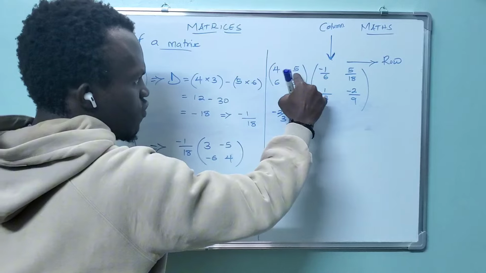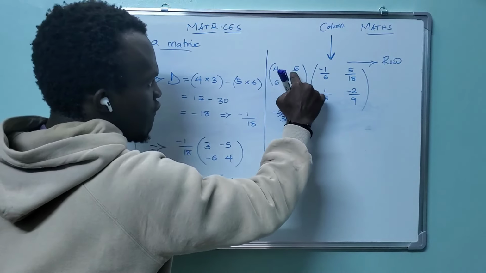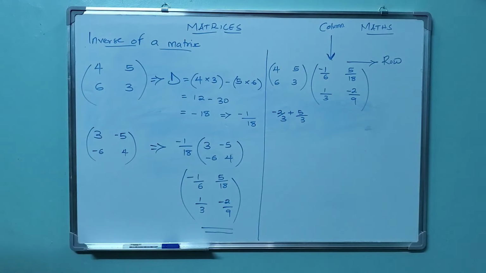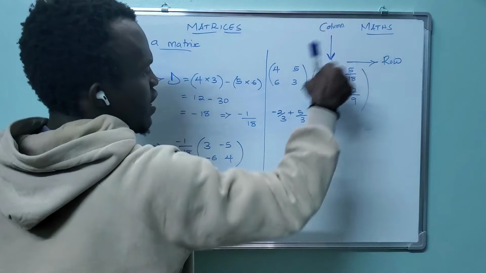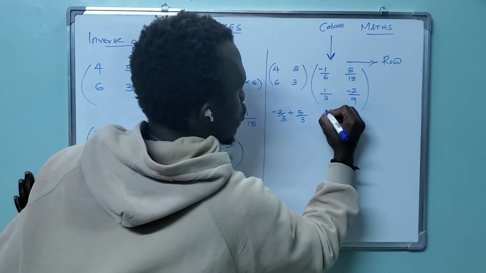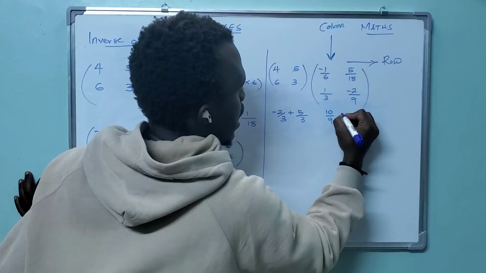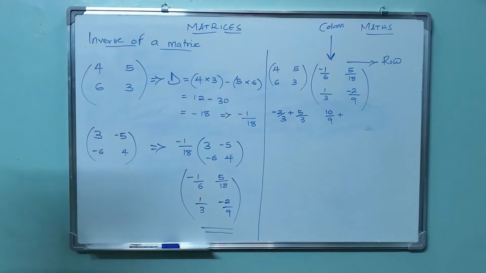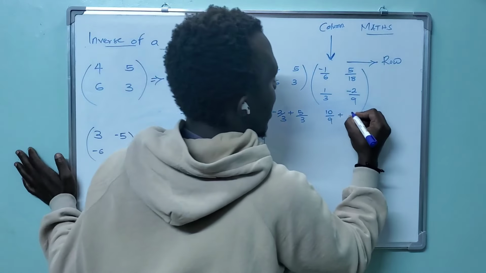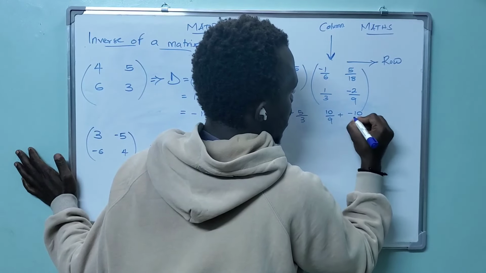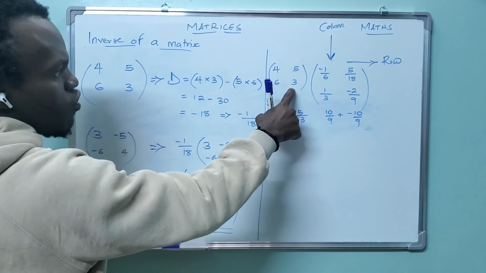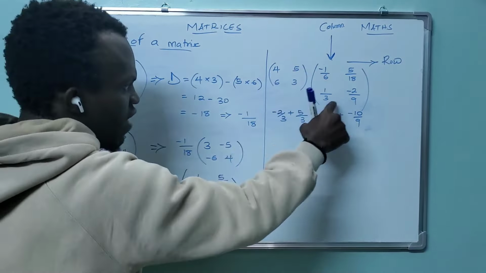I'm done with the first row and the first column. I'm going to go to the first row and the second column. So 4 multiplied by 5 over 18, that is 4, that is 2, that is 9, that is 10 over 9. So 10 over 9 plus 5 multiplied by negative 2 over 9, that is going to be negative 10 over 9. Then let us go to the second row, the first column and the second column.